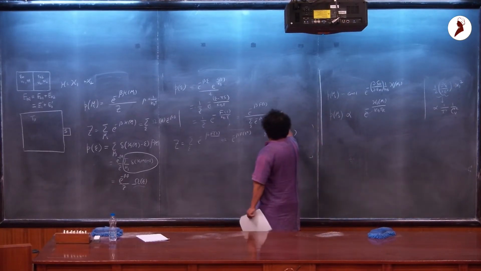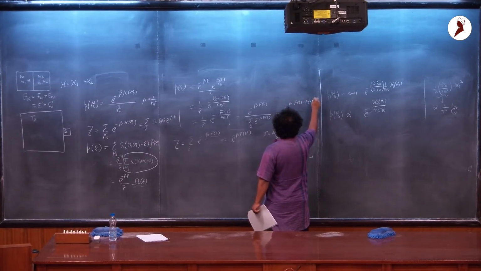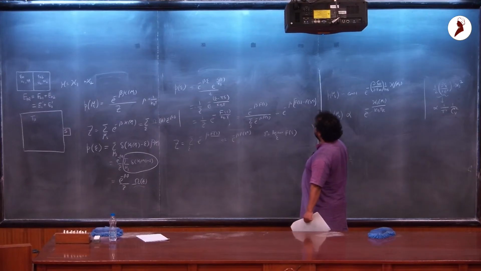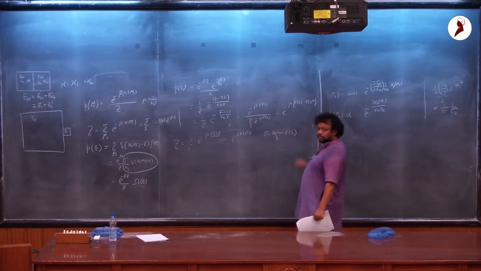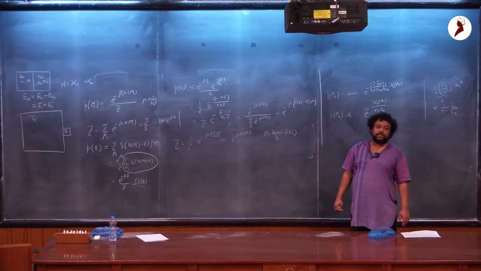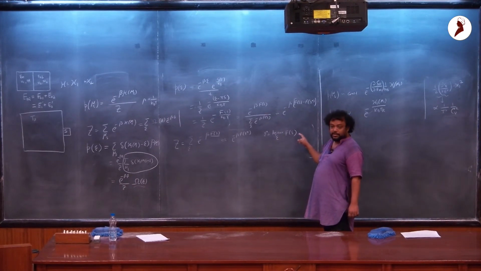So if it is that, then I can write it as e to the minus beta (F(E) minus F(E star)). So what is the probability that the system will be found in E star? It is actually the largest. So that is the equilibrium, right? Because this is the minimum, that is the equilibrium free energy.